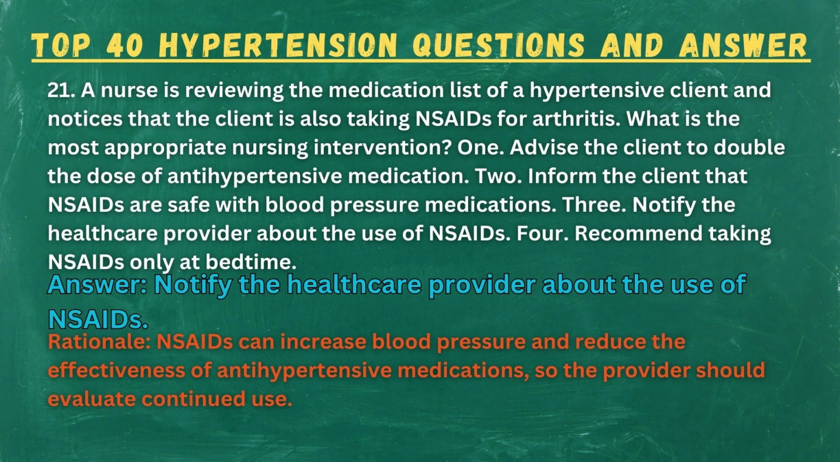21. A nurse is reviewing the medication list of a hypertensive client and notices that the client is also taking NSAIDs for arthritis. What is the most appropriate nursing intervention? 1. Advise the client to double the dose of antihypertensive medication. 2. Inform the client that NSAIDs are safe with blood pressure medications. 3. Notify the healthcare provider about the use of NSAIDs. 4. Recommend taking NSAIDs only at bedtime.